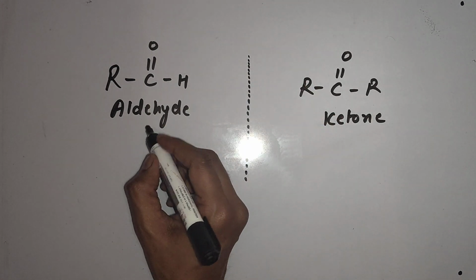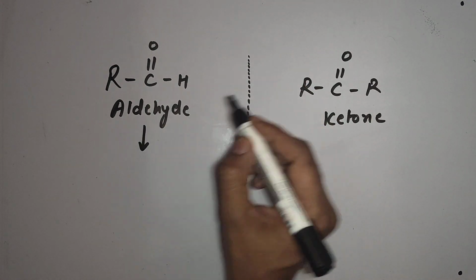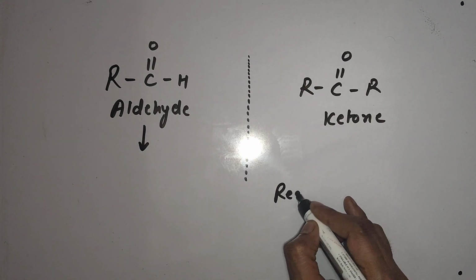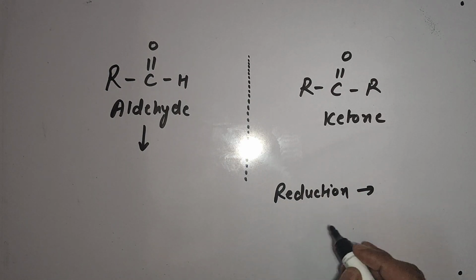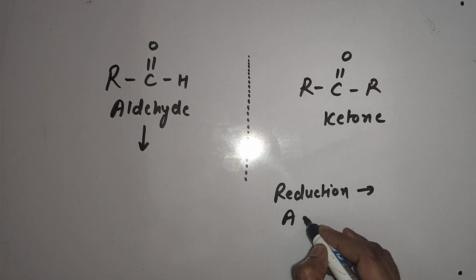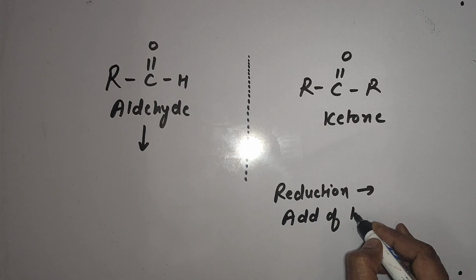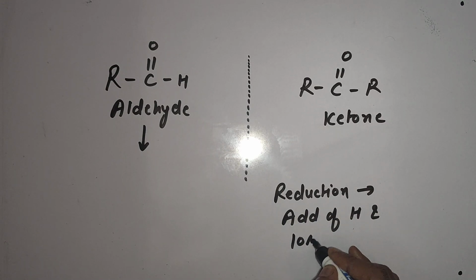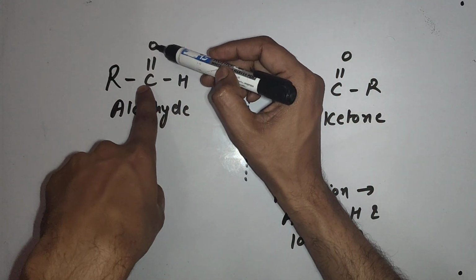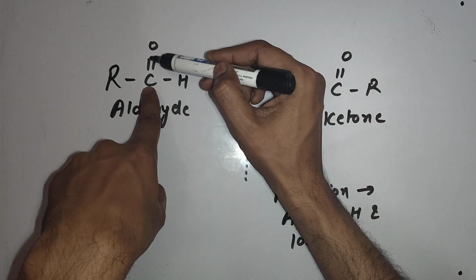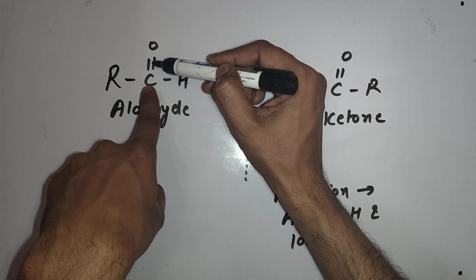The first direct shortcut, let me tell you. When I am saying reduction, in 10th class we have done the reduction definition: add of hydrogen and loss of oxygen. These are the definitions for reduction we have. We can use them here to understand the topic very easily. Like what to do? Between carbon and oxygen, we have two bonds.